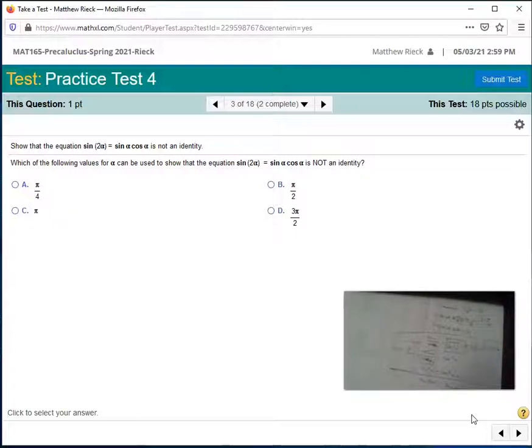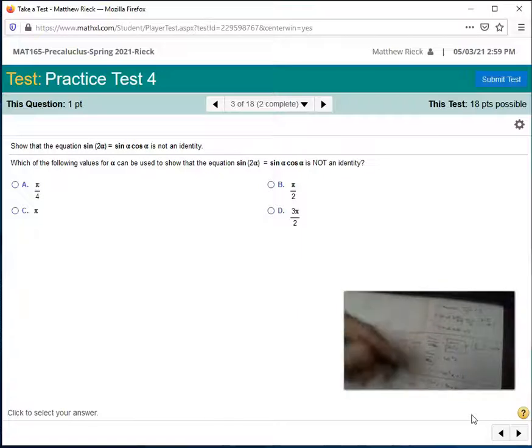To prove that something is an identity, you have to show it for every single possible value that a person can think of. So proving something is not an identity is most of the time easier than proving that something is an identity. Here we just need to find one value for alpha where this equation is not true. This is a matter of plugging and chugging into a calculator and finding the ones that make it not true.